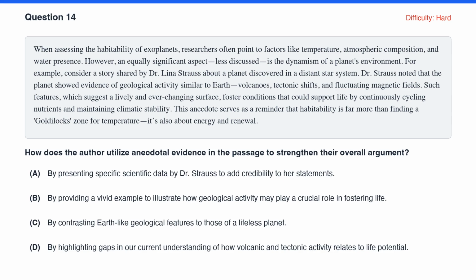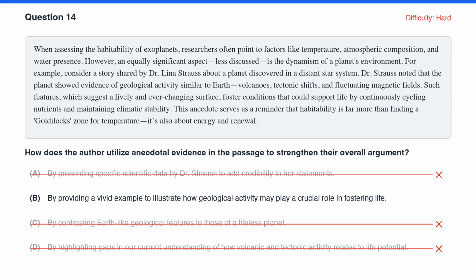Each option offers a different rhetorical purpose for the anecdote: adding scientific credibility through data, illustrating the role of geological activity, contrasting with a lifeless planet, or pointing out gaps in understanding. We need the option that matches how the author actually deploys the story. Choice A misses the mark because the anecdote does not present specific scientific data. It illustrates a concept rather than citing measurements.